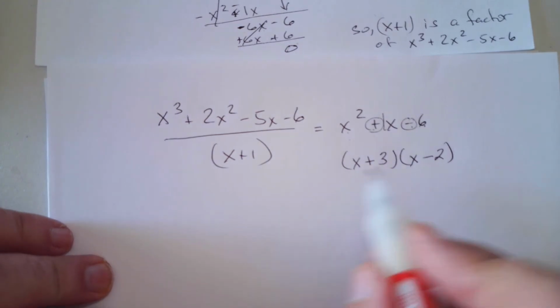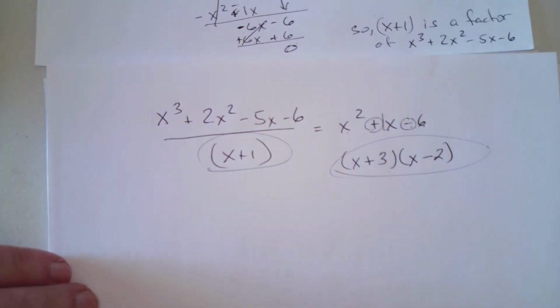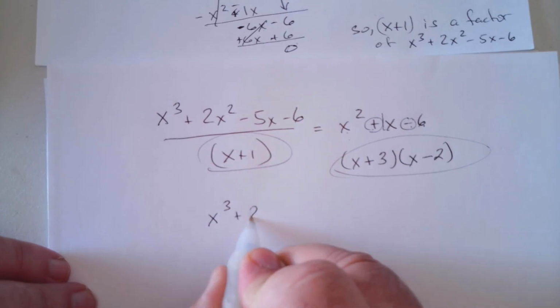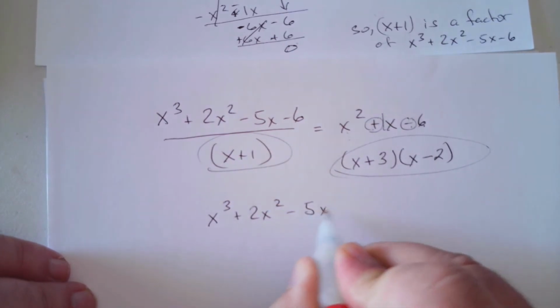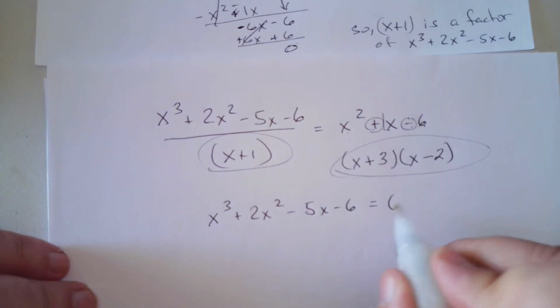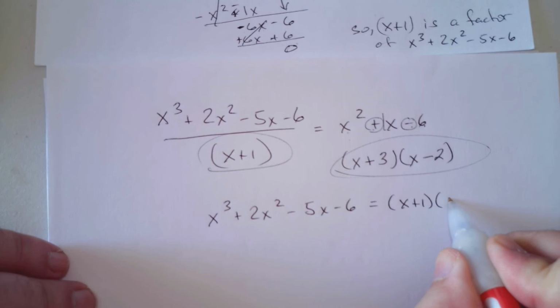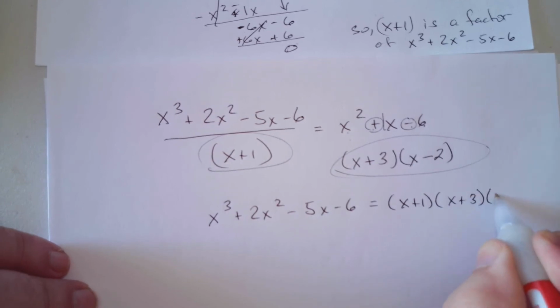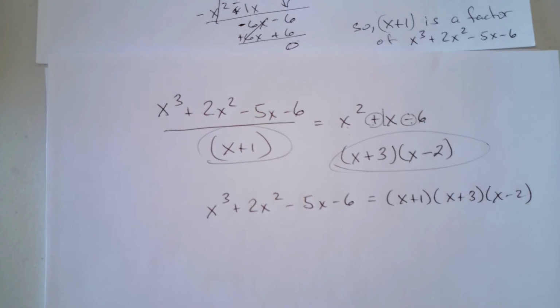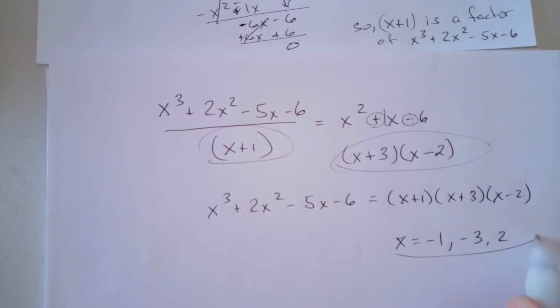So, we've just found our 3 factors. x cubed plus 2x squared minus 5x minus 6 factors out to x plus 1, x plus 3, x minus 2. So once we find the factors, we know the zeros, those are the x-intercepts, those are zeros. Alright, so that's the process we're going to look at now.